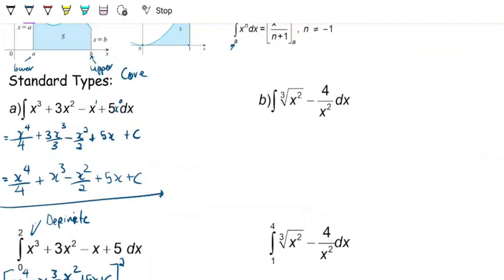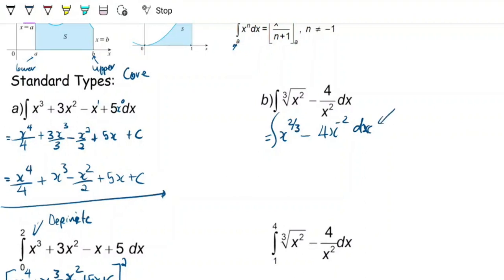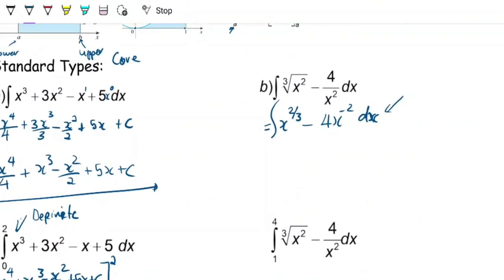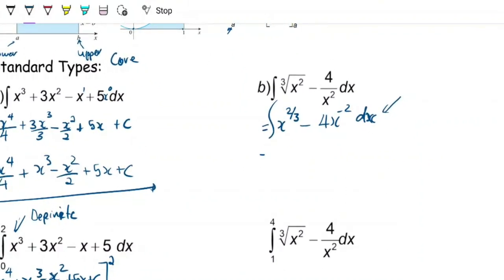So a reminder again, if you've got a question like this, it is not in its differentiable form at the moment or its integration form. So we want to write it as explicitly as we can. So this becomes the integral of 2 over 3 minus 4x to the minus 2 dx. So now this is in a nice form that we can integrate, so we can now find the integral of this.